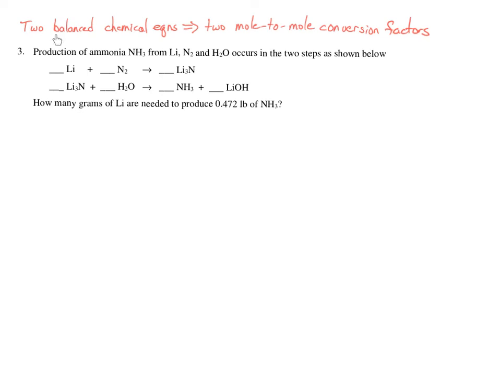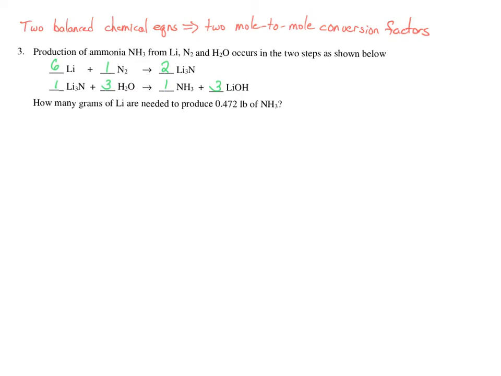All right, in these problems that have two balanced chemical equations, we solve them exactly the same way as if we just had one balanced chemical equation, except we have two mole-to-mole conversion factors. The first step is to balance each of the equations that were given. All right, so that's what I've done. We have our two balanced chemical equations now.